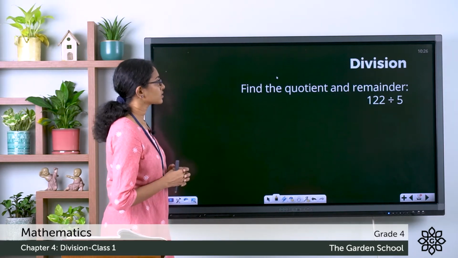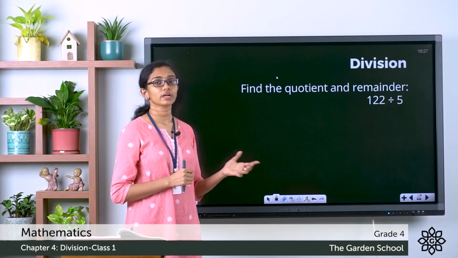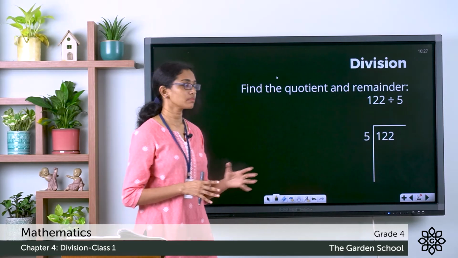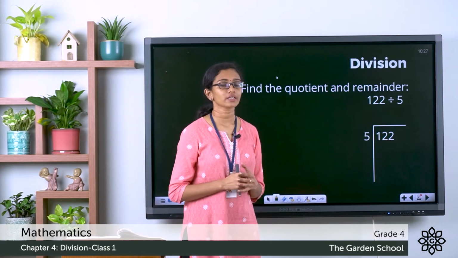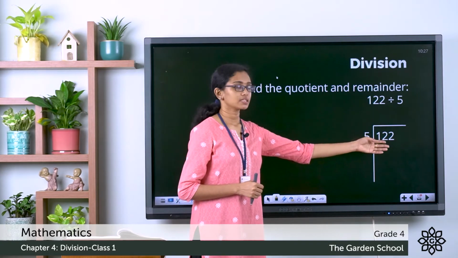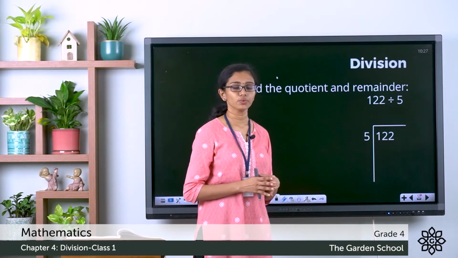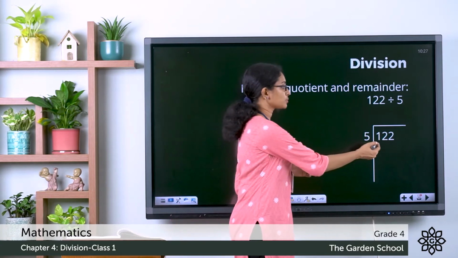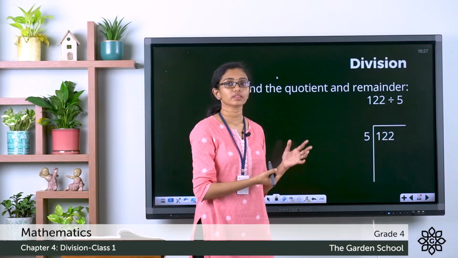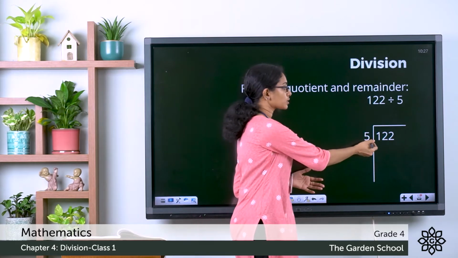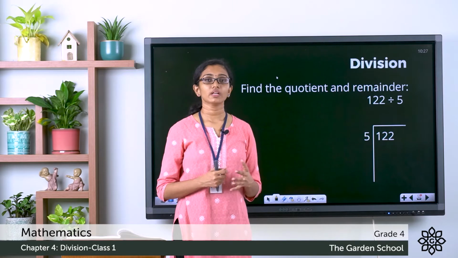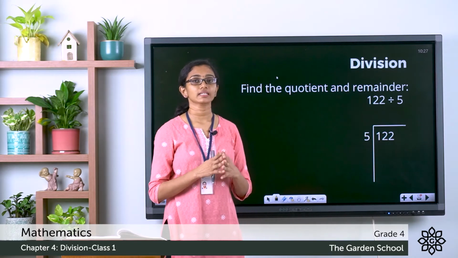So here, find the quotient and remainder of 122 divided by 5. So here we have written the numbers in a grid so as to do the long division. So the dividend, the greater number here, 122, has to be divided by 5. So the number to be divided, 122, is the dividend here. The number with which we are dividing, the number 5, is the divisor here. Now let's see how we can proceed with the division.